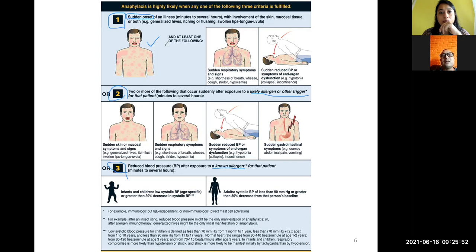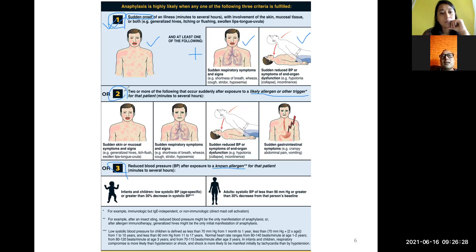So that is the skin involvement, and at least one of these two conditions: either sudden respiratory symptoms and signs in the form of shortness of breath, wheeze, cough, stridor, or hypoxemia, or sudden reduced BP or symptoms of end-organ dysfunction, for example hypotonia, collapse, or incontinence. So, given that there is no proper history of allergen exposure, this is the criteria that must be fulfilled to say that this is a case of anaphylaxis.